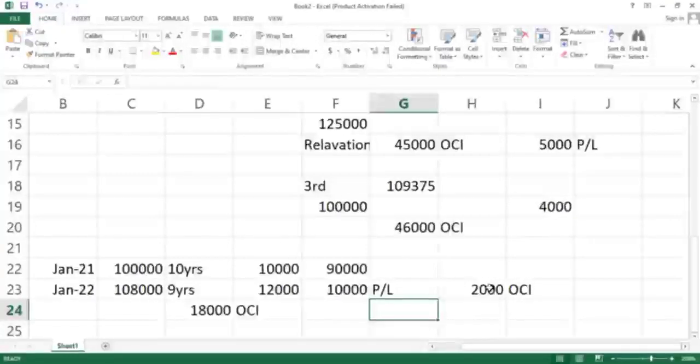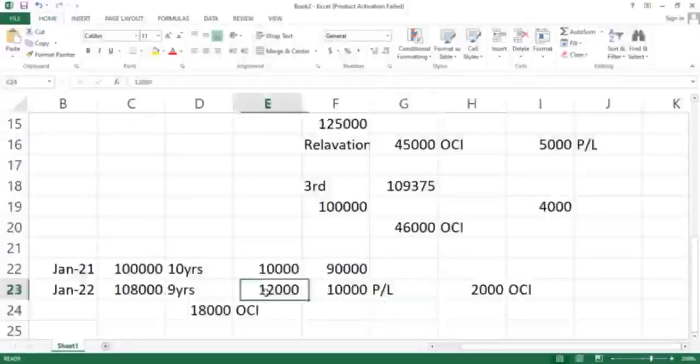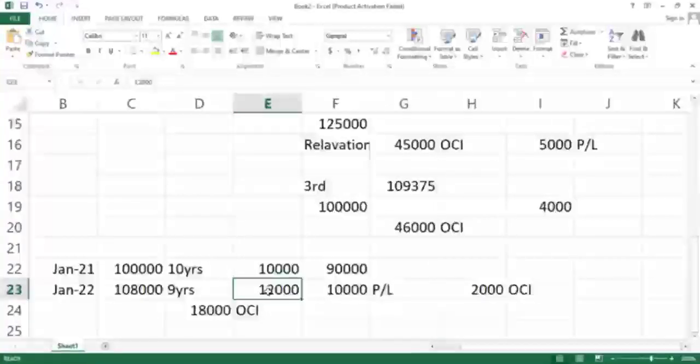Revaluation surplus doesn't go to the P&L account. So under normal circumstances, 10,000 should have gone to the P&L account, and 2,000 should have gone to the revaluation surplus, because we have used 1 year out of the 18,000, which is for 9 years. Are you okay? But what we normally do is send all the 12,000 to the profit or loss account, which means you are going to reduce your profit in the profit and loss account by 2,000.